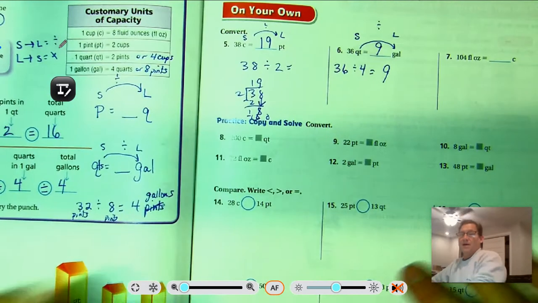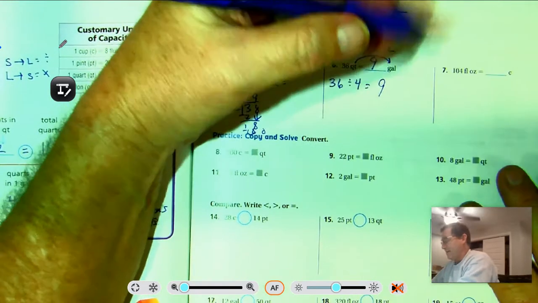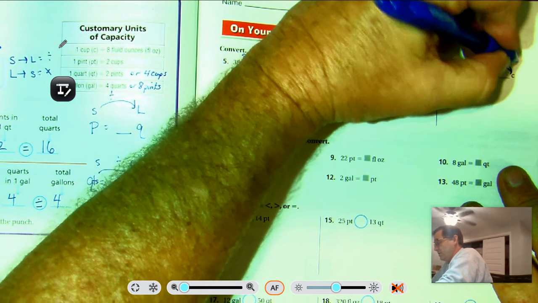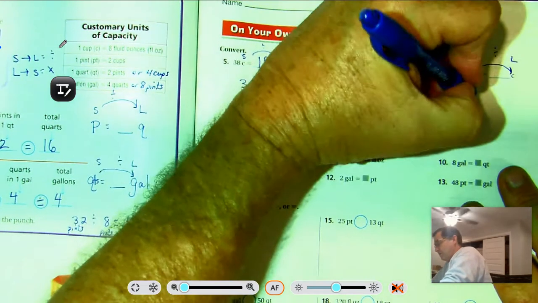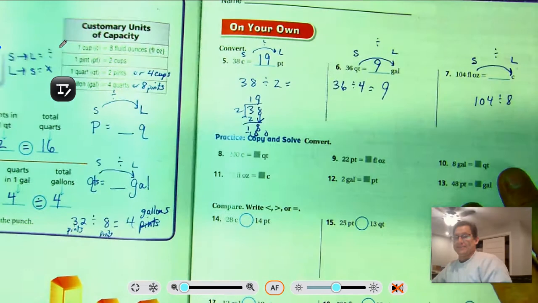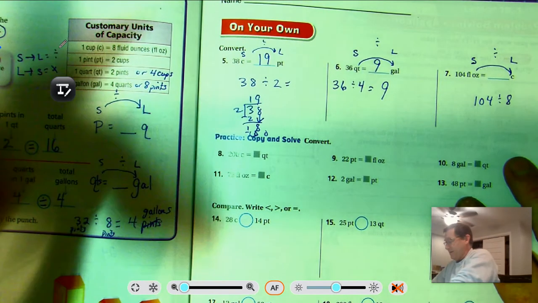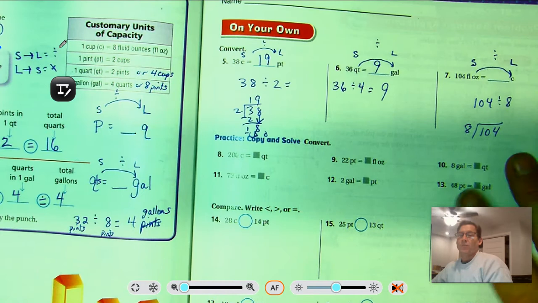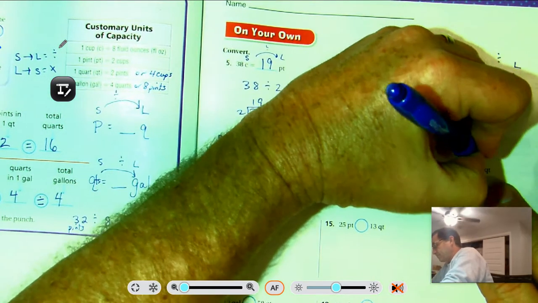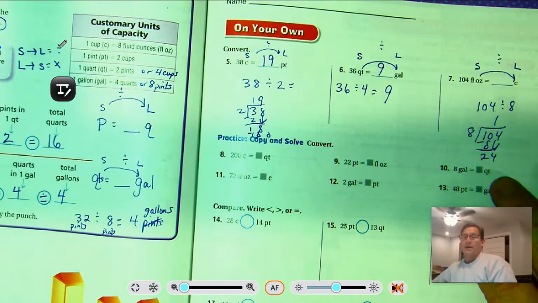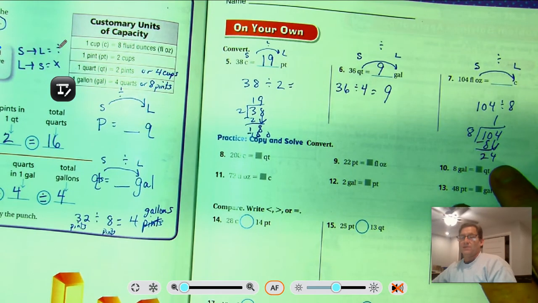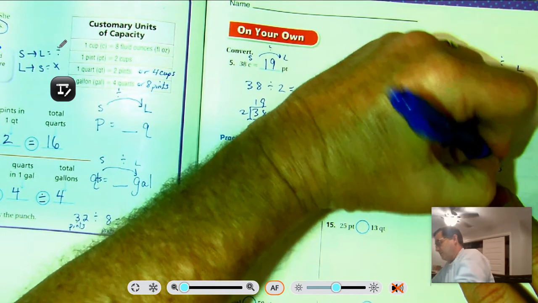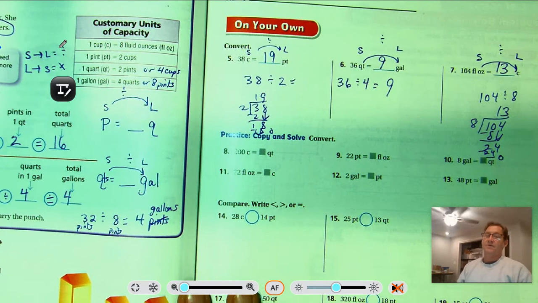Number 7. 142 fluid ounces is how many cups? That's also direct. We're going from a smaller unit to a larger, so we're going to divide. We're going to divide 104 by 8 because there's 8 fluid ounces in every cup. So 104 divided by 8. All right. I have 24 ones left. So 24 divided by 8 is 3. So we have 13 cups in 104 fluid ounces.